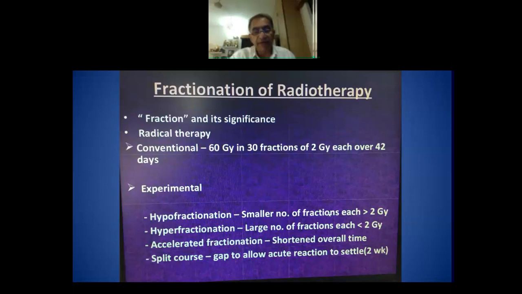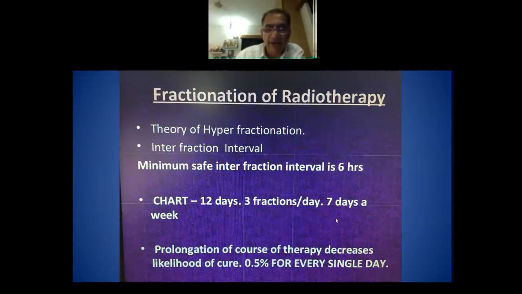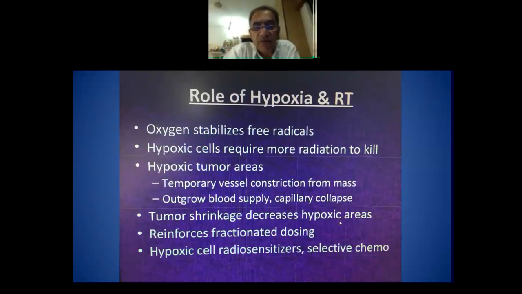Then there is accelerated fractionation, where you increase the number of fractions given per day and shorten the treatment time, so the overall treatment time also gets shortened. And last of all, a slightly older technology that we still use even today, which is split course, which we use more in the palliative situation. We give one dose of radiation spread over about 2 weeks, then a gap of about 2 weeks, allowing all the acute reactions to settle down, and then we continue radiation for another 2 weeks. I'll probably skip this slide. That chart is one of the controlled clinical trials that we are doing. Now, the other thing one has to remember is the effect of oxygen on tumor cells.